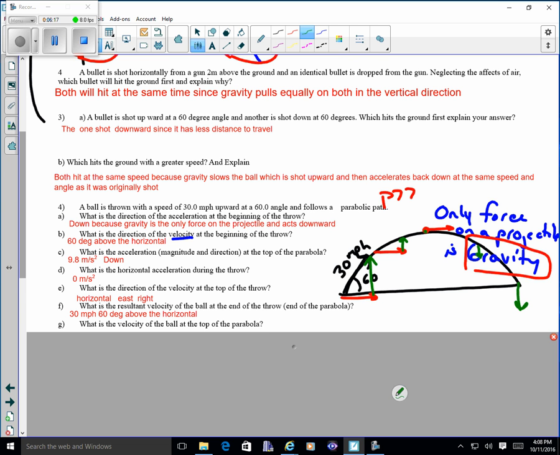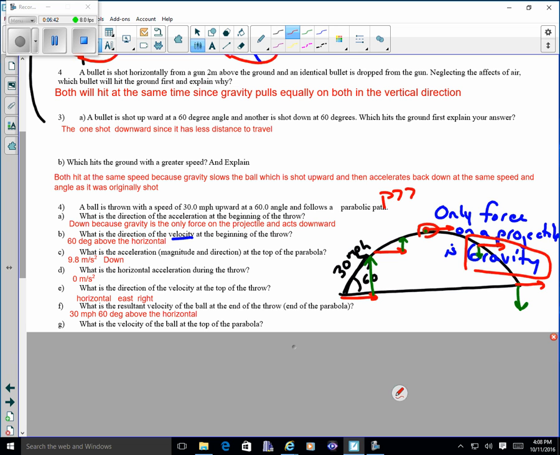What's the direction of the velocity at the top of the throw? Well, the only velocity you have is that red arrow right up here, and it's going to the right, or horizontal, east, however you want to say it. Part E, what's the resultant velocity of the ball at the end of the throw? Well, once again, what goes up must come down. So therefore, if it went up at 30 miles an hour, it's got to come back down at 30 miles an hour at the same angle, which is 60 degrees.